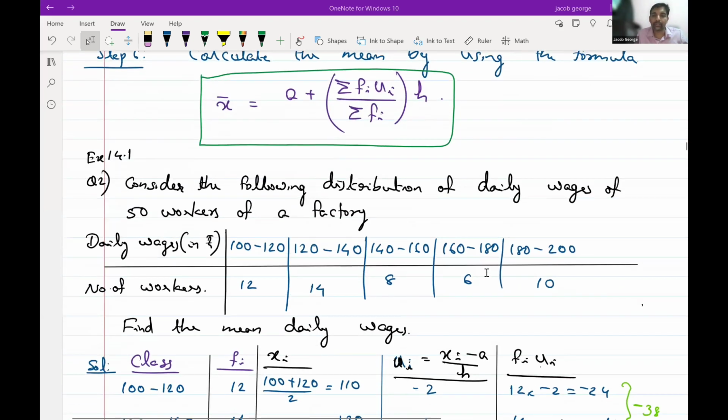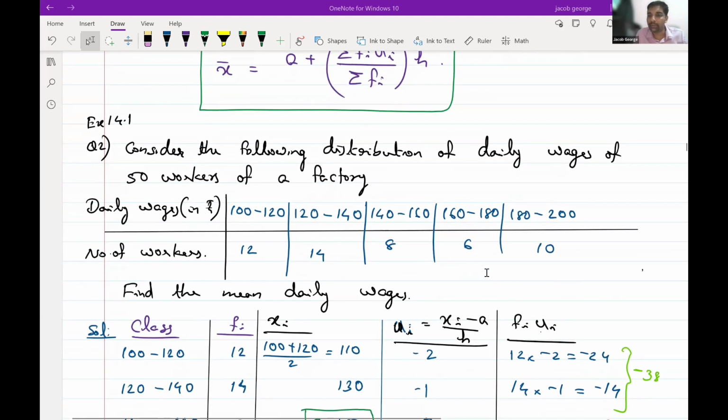When I explain the sum, only then you will get a clear idea. Glasson just asked how to calculate ui, Reina asked how to find a, and all these doubts will be cleared in a sum. Look at the question. Consider the following distribution of daily wages of 50 workers of a factory. Daily wages and number of workers. Daily wages are written 100 to 120.